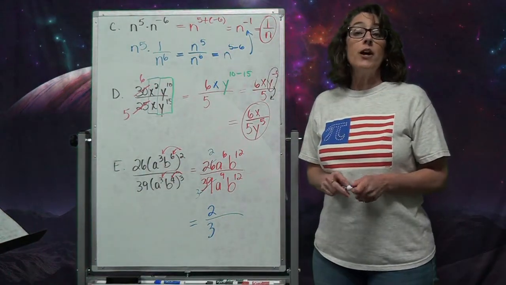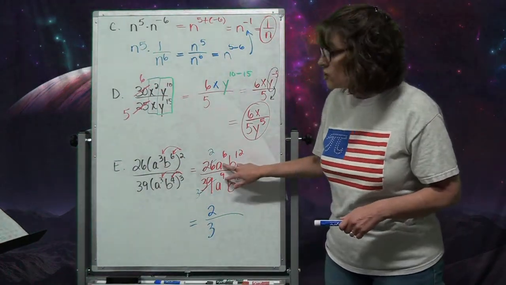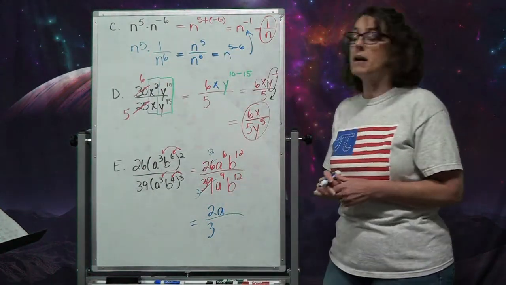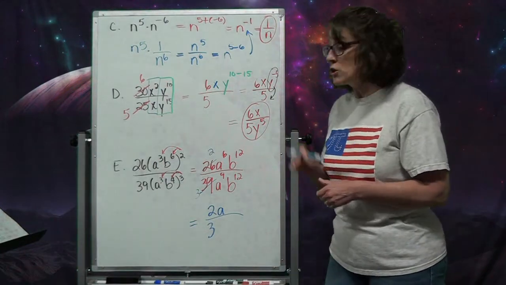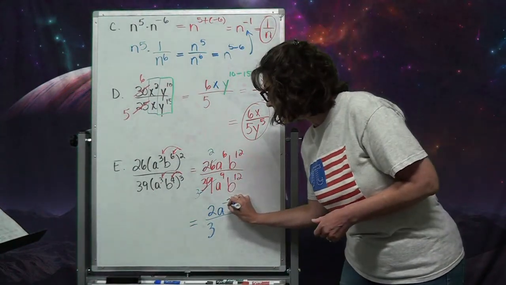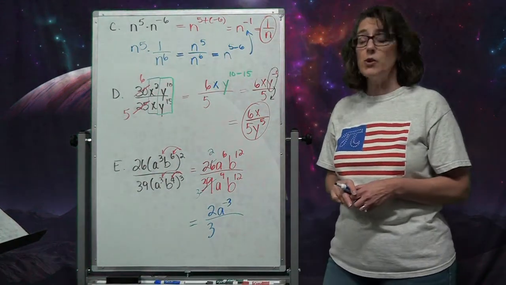Now I'm ready to deal with that quotient property that says when the bases are the same, I'm going to keep that base because it's all about the base, and I'm going to subtract those exponents, top minus bottom. 6 minus 9 is a negative 3, and now I'm going to deal with those b's.